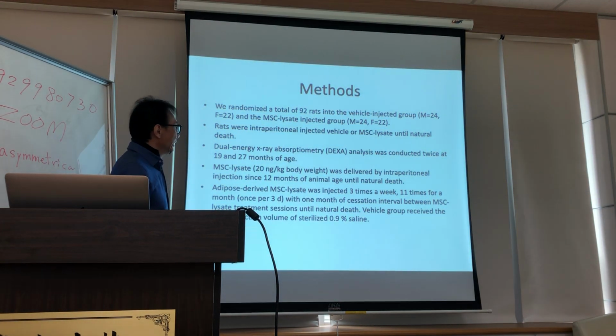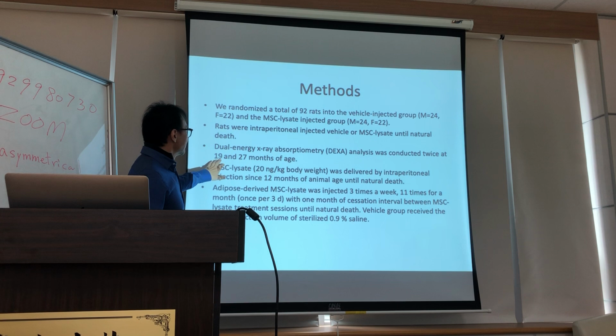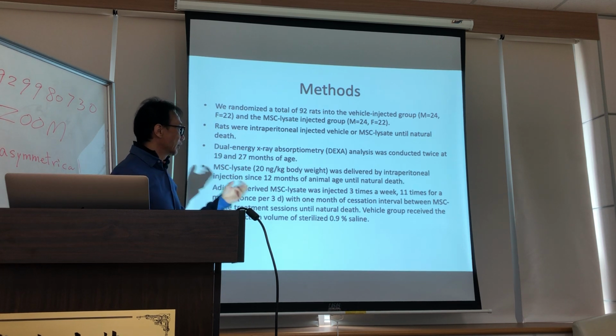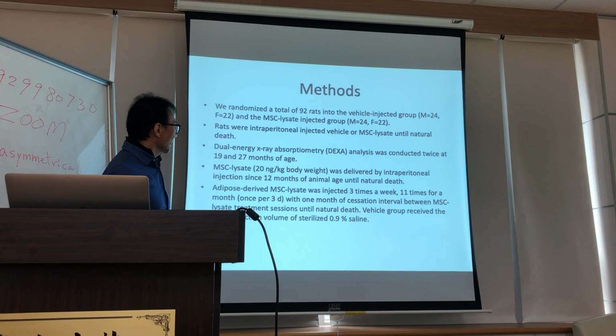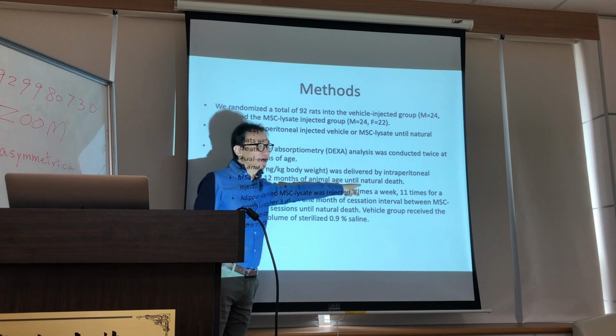Okay, then we will measure their body composition by DEXA, at 19 and 27 months of age. 19 is already in the middle age and late middle age, and 27 is already quite old. So those 2 times are the time we measure the DEXA for animal. And how we deliver the mesenchymal stem cell? When they are 1 year old, we start to inject like this, abdominal injection. We call IP injection, since 12 months of the animal age until natural death.